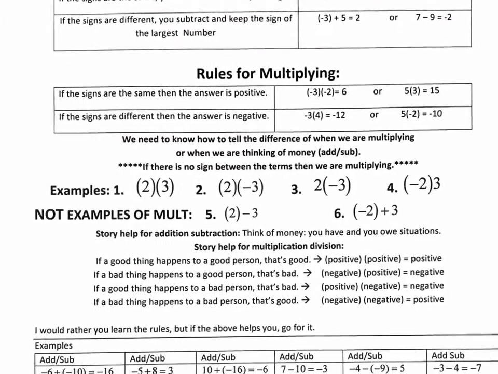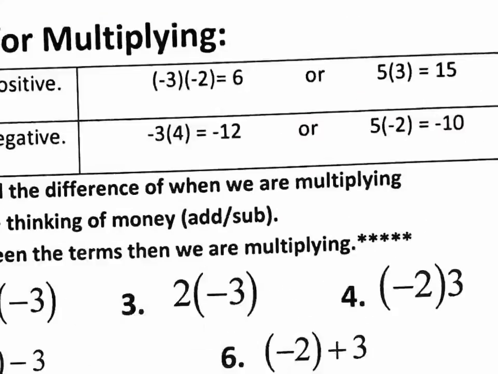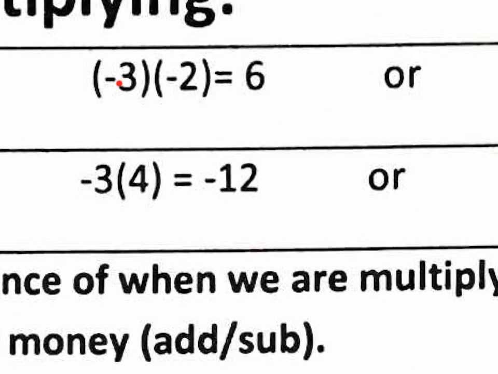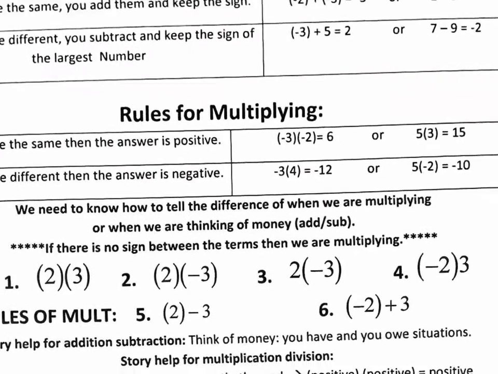Now on multiplying, you're going to have to use a rule, right? And what are the rules for multiplying? If the signs are the same, the answer is positive. That's always the case. If the signs are the same, the answer is positive when you are multiplying. So a negative 3 times a negative 2, the signs are the same, the answer is going to be a positive 6. Now if the signs are different, negative 3 and positive 4, the answer is going to be negative.